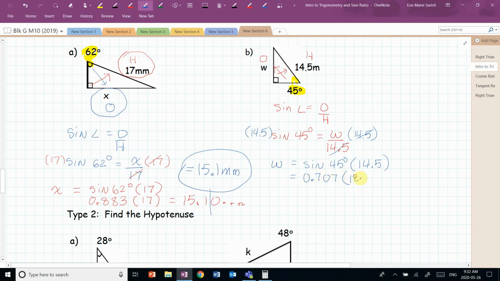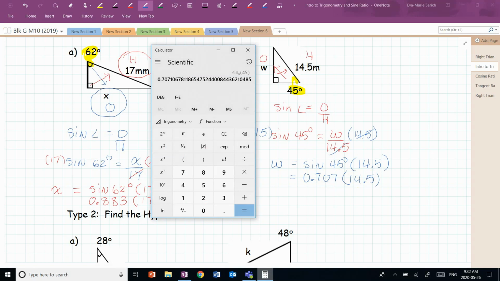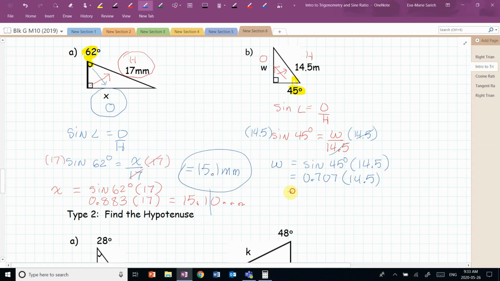So this is going to equal 0.707, and that's going to be multiplied by 14.5. So again, just leaving that number in my calculator, I'm going to times that by 14.5, and that's going to equal 10.25. Remember, that continues on, but we're rounding to 1 decimal place for a side. Because this is a 5 or greater, I'm going to add 1, and we end up with 10.3, and in this case, it is meters as our final answer. Okay, so that's finding the opposite side.